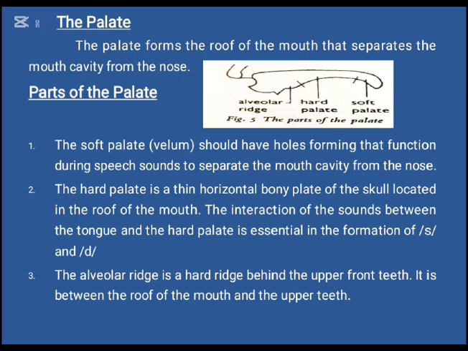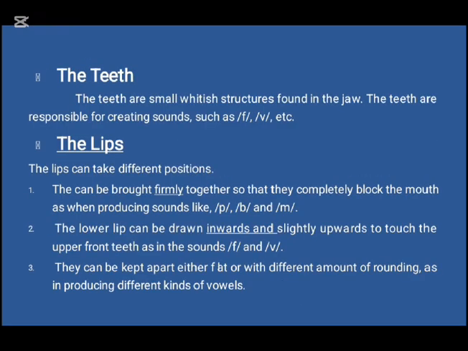The teeth. The teeth are small white structures found in the jaw. They are responsible for creating sounds such as f, v, etc. The lips can take different positions. They can be brought firmly together so that they completely block the mouth, as when producing sounds like p, b, and m. The lower lip can be drawn inwards and slightly upwards to touch the upper front teeth, as in the sounds f and v. They can be kept apart, either flat or with different amounts of rounding, as in producing different kinds of vowels.